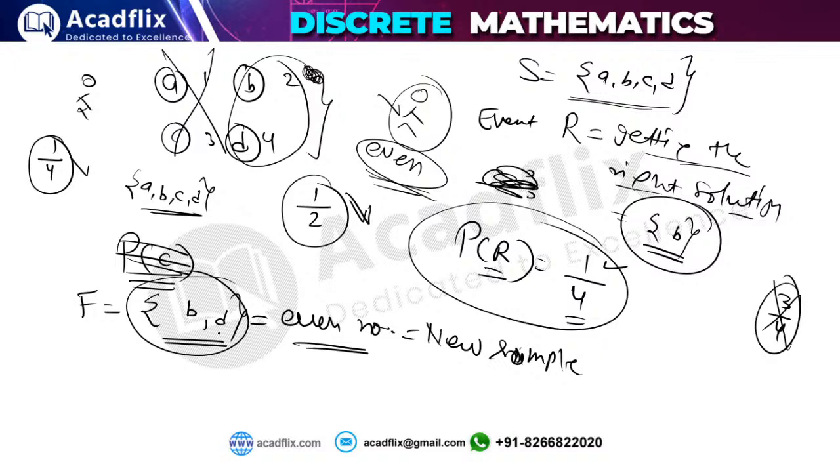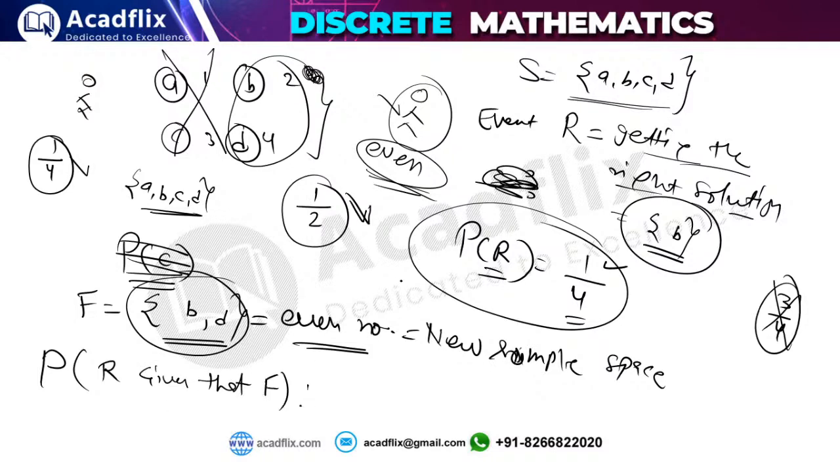I told you what a sample space is. Sample space is the set of all possible outcomes, the set of all possible answers. So now the possible answers are B and D. This is your new sample space. Now I am going to ask you what is the probability of getting a right answer, given that you know that F has occurred.